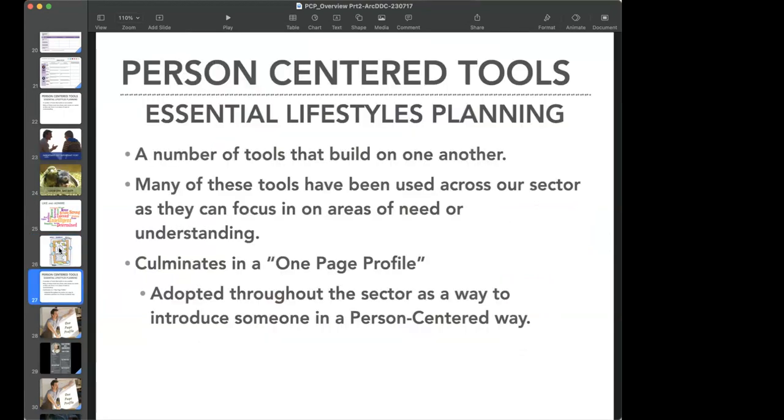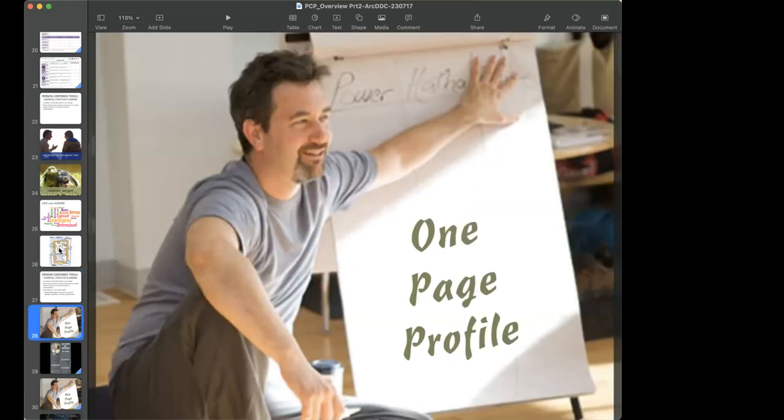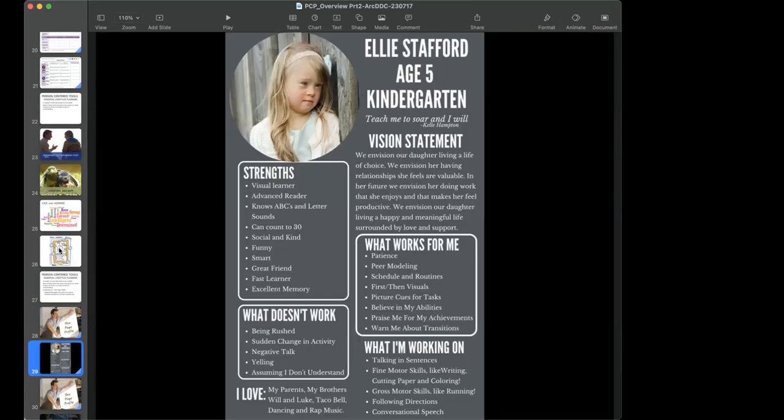The other thing about Essential Lifestyles Planning is many of those tools are really geared towards culminating in something called a one-page profile, something that I know has been accepted and utilized across the sector for, to be honest with you, decades now, right? But it's also a way to really get at the heart of who the person is and what they have to offer, right? This idea of a one-page profile. So I often use this example of Ellie as a way to think about that.